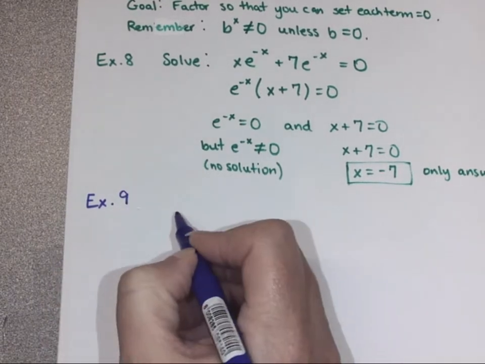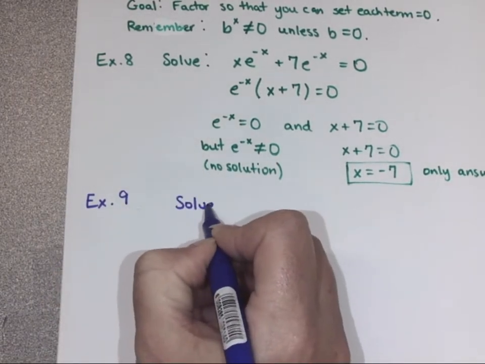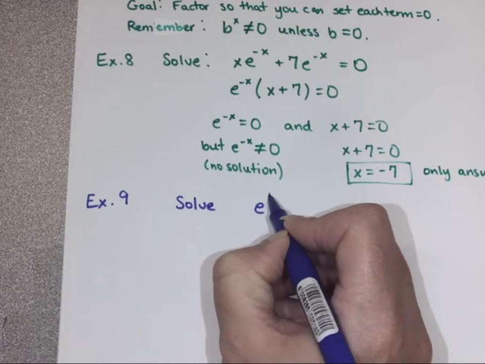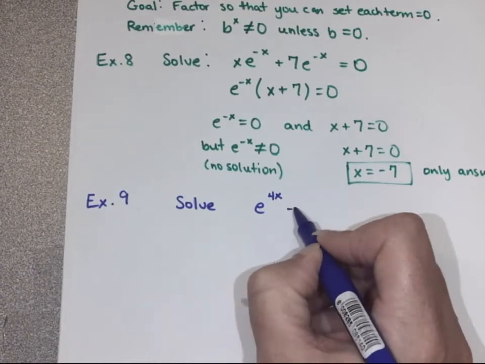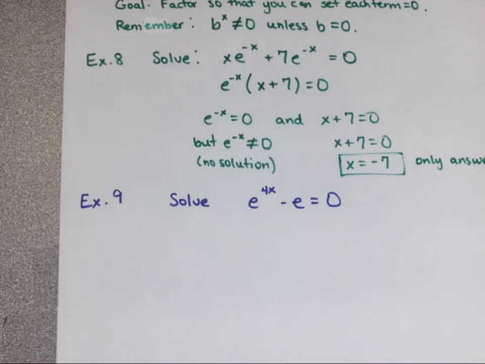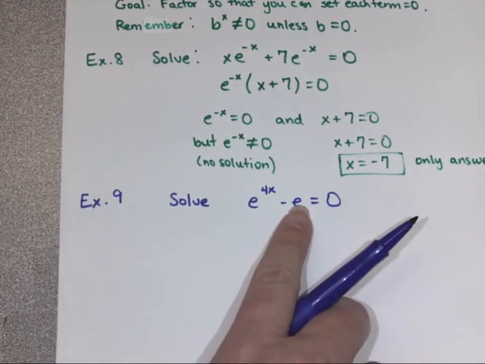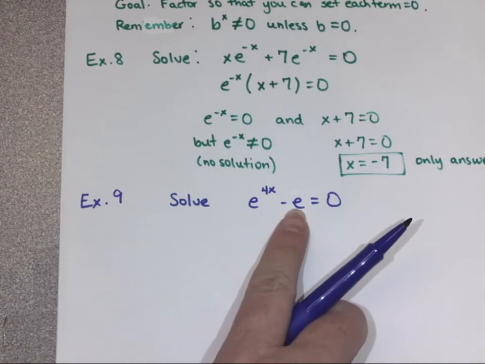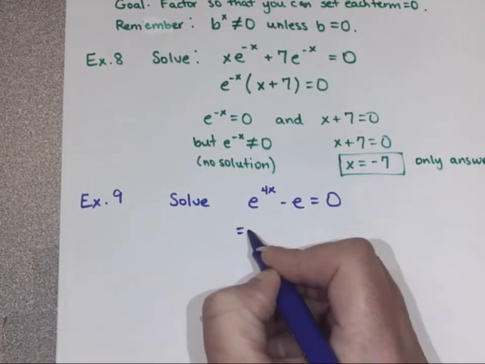All right, so let's look at another one. e to the 4x minus e equals 0. Now, if it wasn't equal to 0 ahead of time, what would you need to do? Set it equal to 0, yes? All right, so what do you notice is common in both things this time? At least an e, right? What's this understood to be power-wise? e to the first, right? So I'm going to factor out an e.